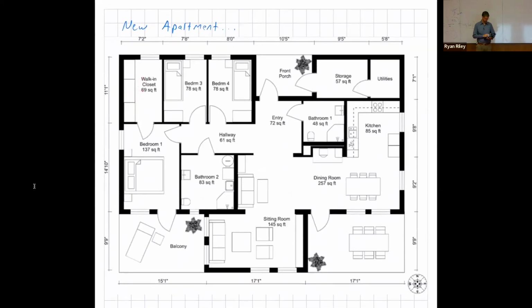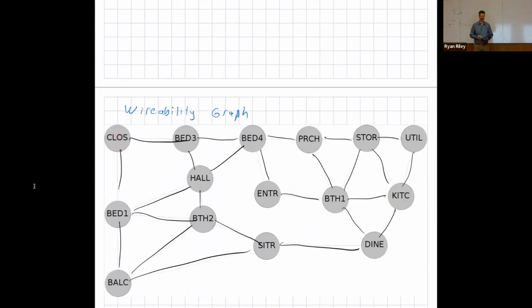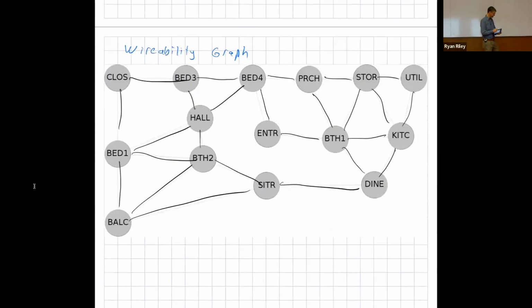Here's a closet up here. Boom, here's a little circle labeled closet. So I've taken all the rooms and I've converted them to little circles. And then I've drawn a line between them if those rooms share a wall. Get the idea here? So this particular balcony shares a wall with bedroom 1. Bedroom 1 shares a wall with this closet. Bedroom 1 also shares a wall with bathroom 2 and this hallway, et cetera, et cetera.